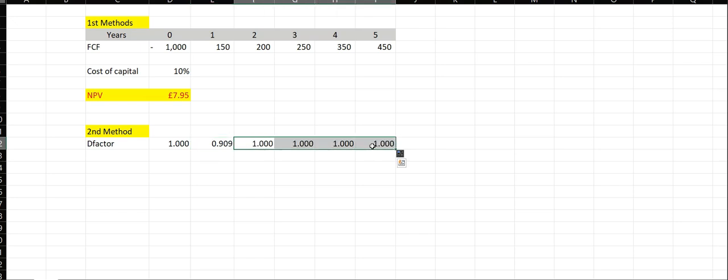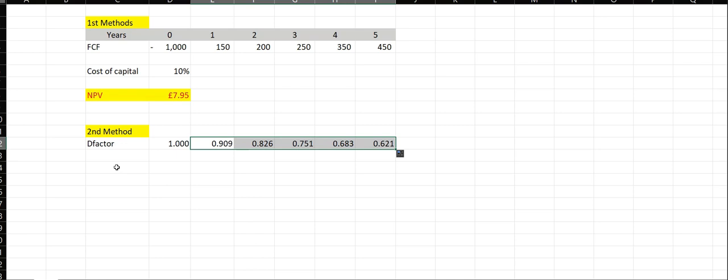Now if you drag this, you will not get the answer. So therefore we need to fix the rate, which is D6. We need to fix the rate. You can put the dollar sign. If you fix the entire cell, D6, then you can drag this cell until year 5. Then you will get the discounting factor.